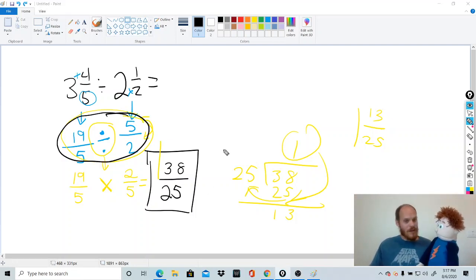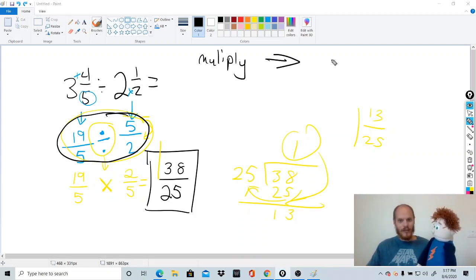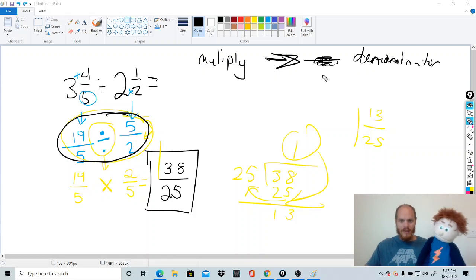What you just have to remember is on multiplication, when you multiply fractions, if they're improper fractions, you just multiply straight across. Denominator and the numerator, you multiply those completely across.